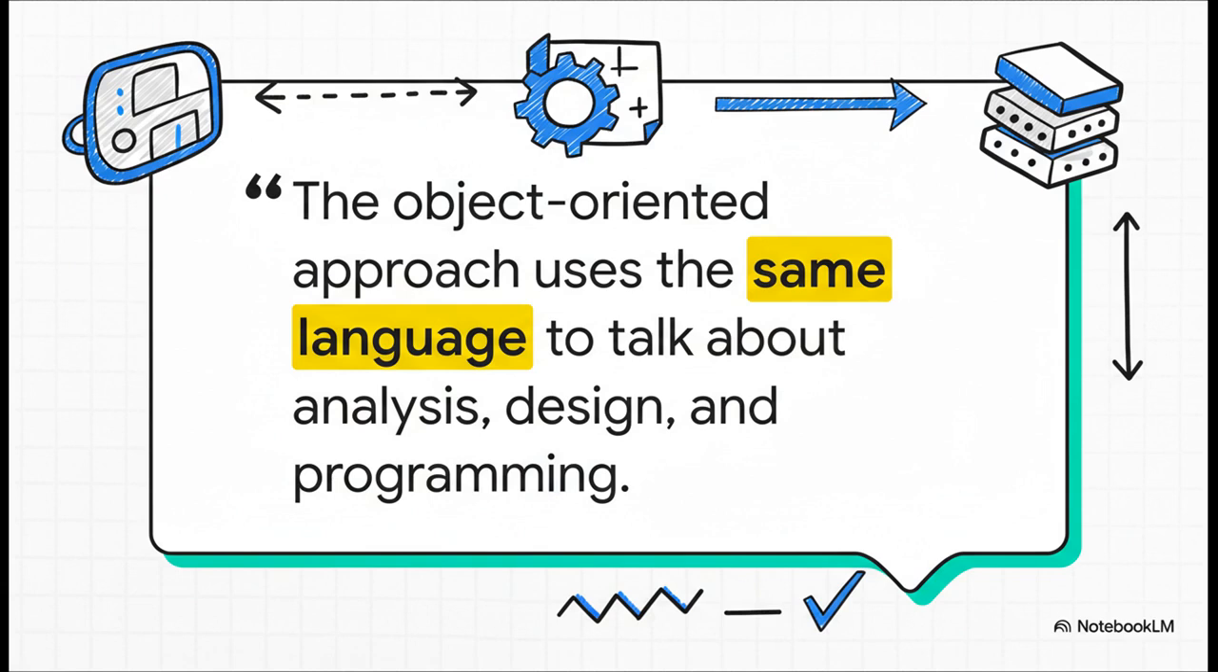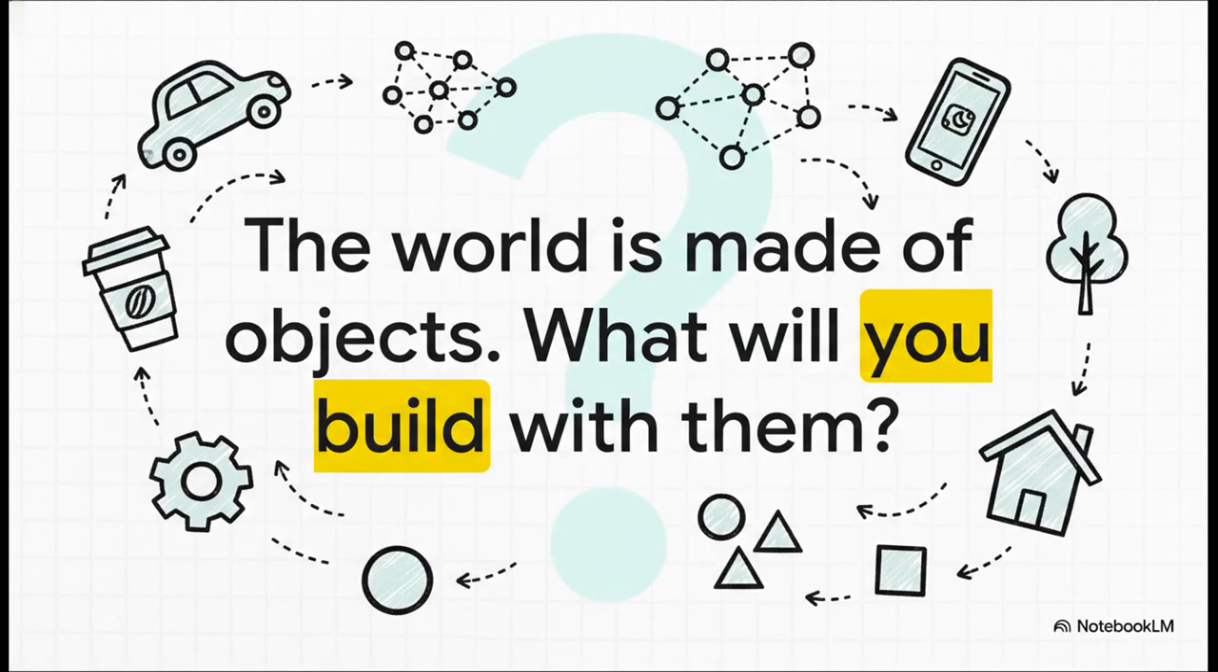And it's this seamless journey from a real-world idea to a working piece of software that makes OOP so good at taming complexity. At the end of the day, by organizing our digital world in the same way we already see the physical one, as a collection of objects that have properties and can do things, object-oriented programming gives us this incredibly powerful and intuitive way to create. It's not just a set of rules for coders, it's a way of thinking that transforms complexity into clarity. The world is made of objects. So what will you build with them?